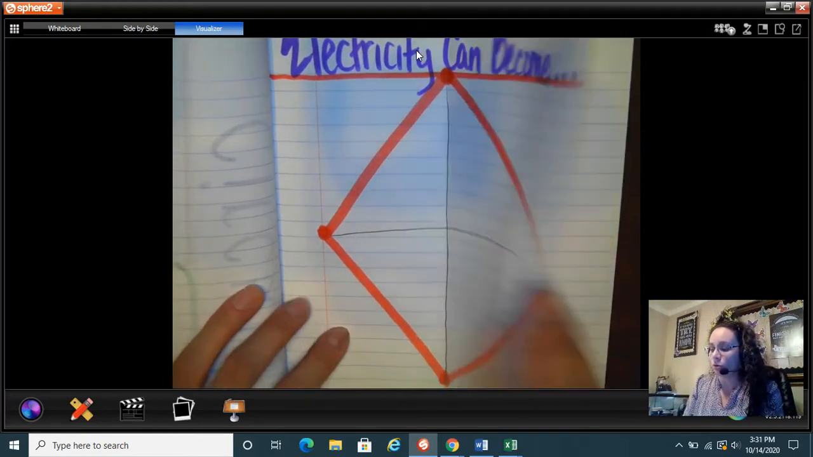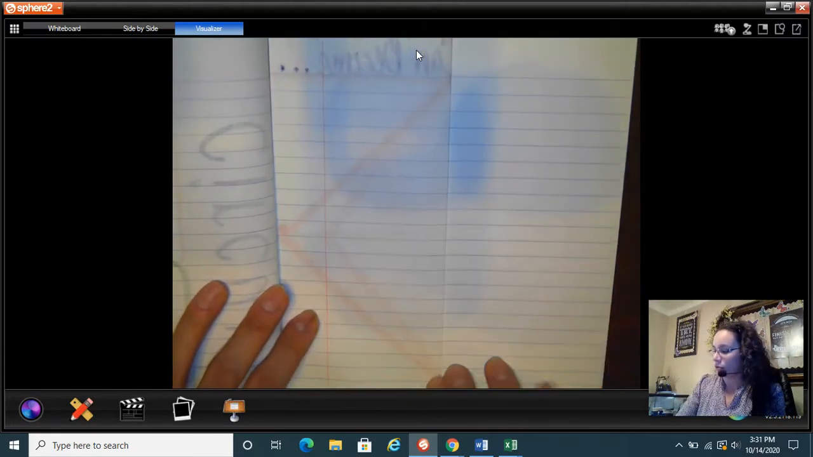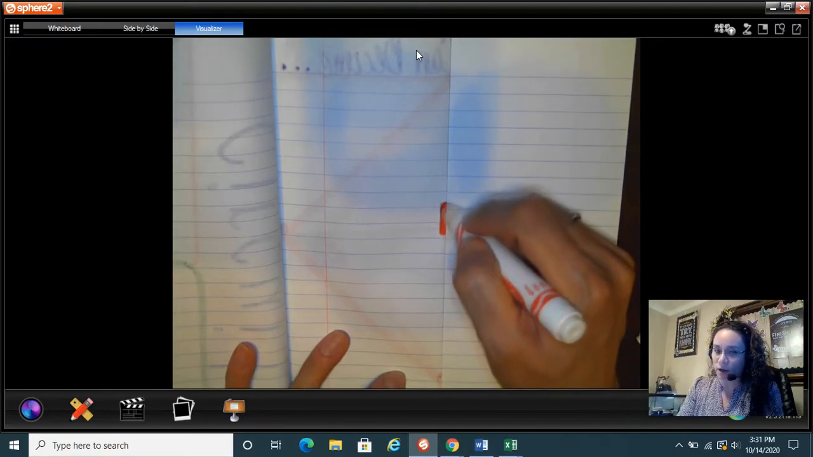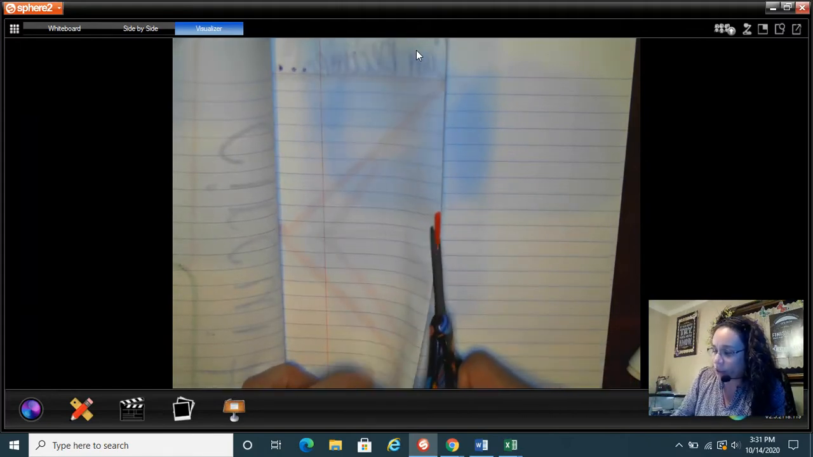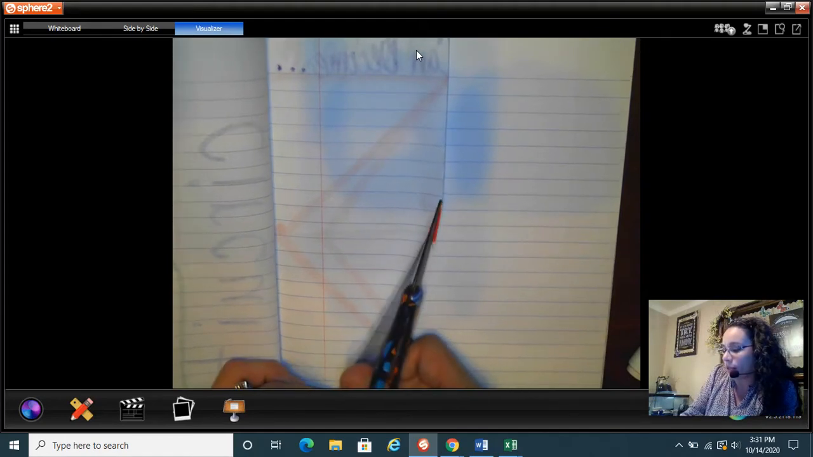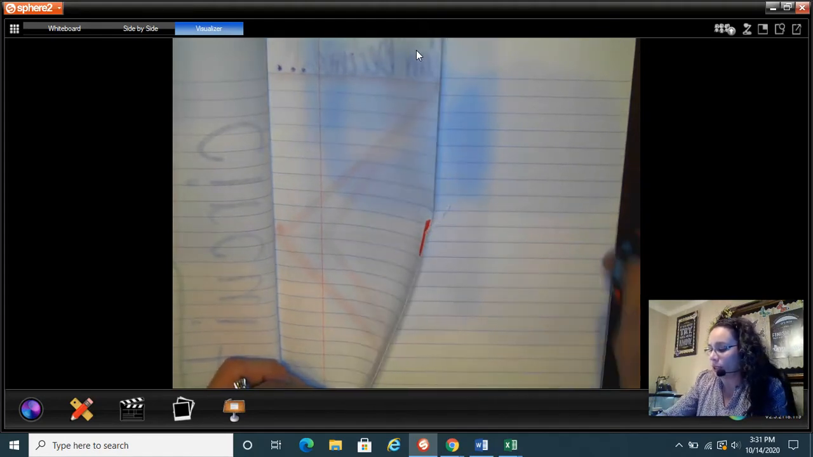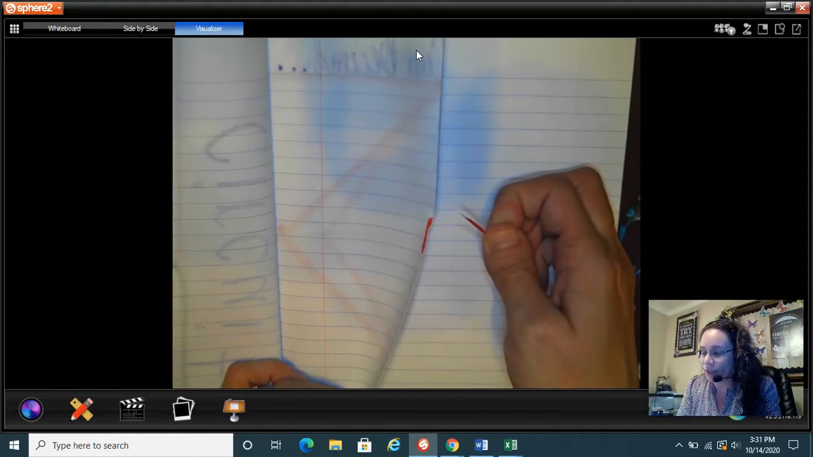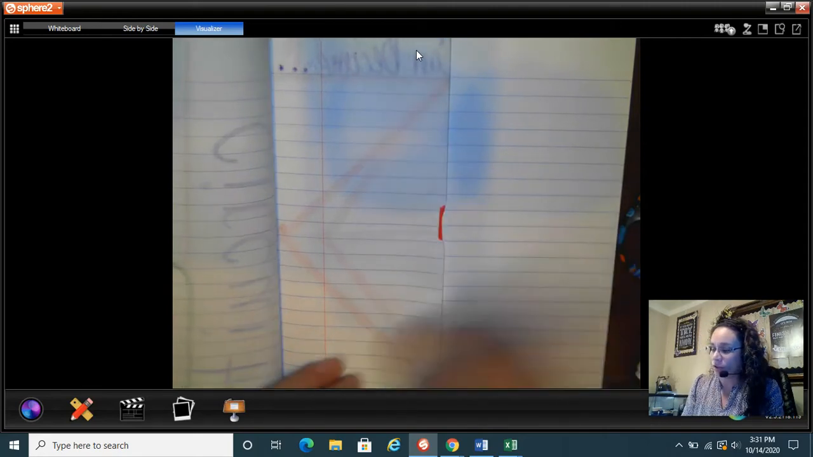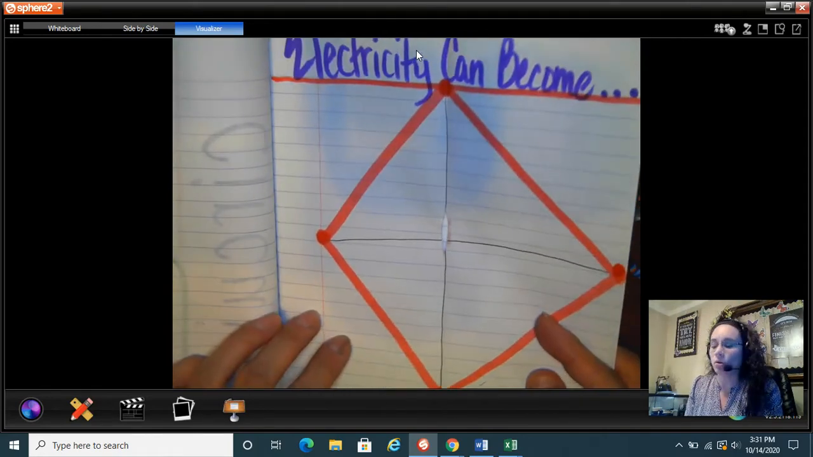So I'm going to fold my page again, and I'm going to mark a little mark right here. That's where I'm going to cut a little slit. Okay, just cut a little bit. Yes, I am making a hole in that page. That's how much I cut. Okay, and I folded my page so that I can actually see the hole. So if I open up the page, there's the hole.